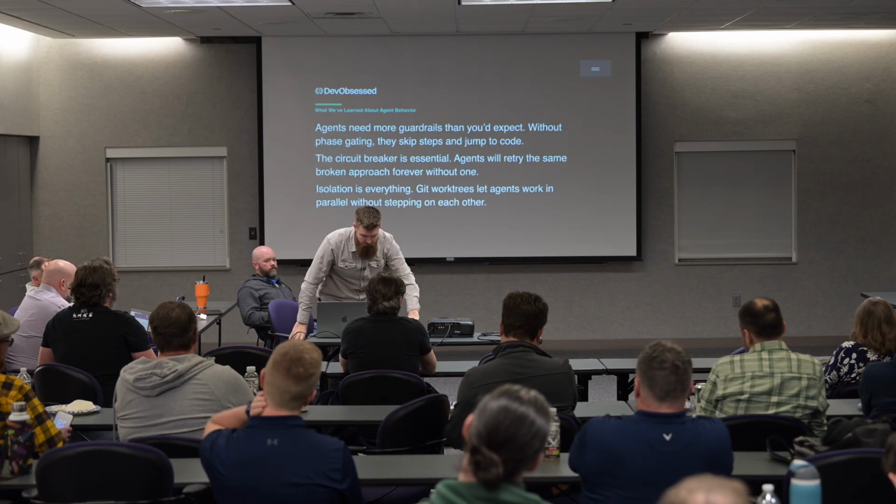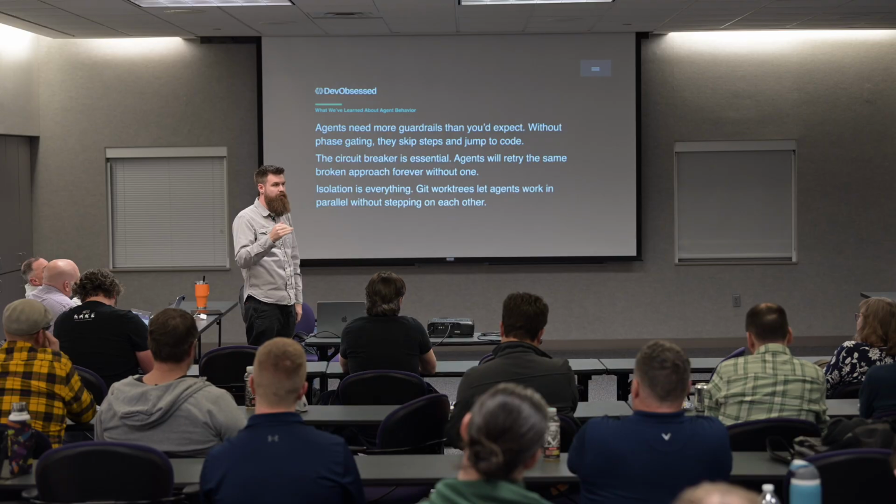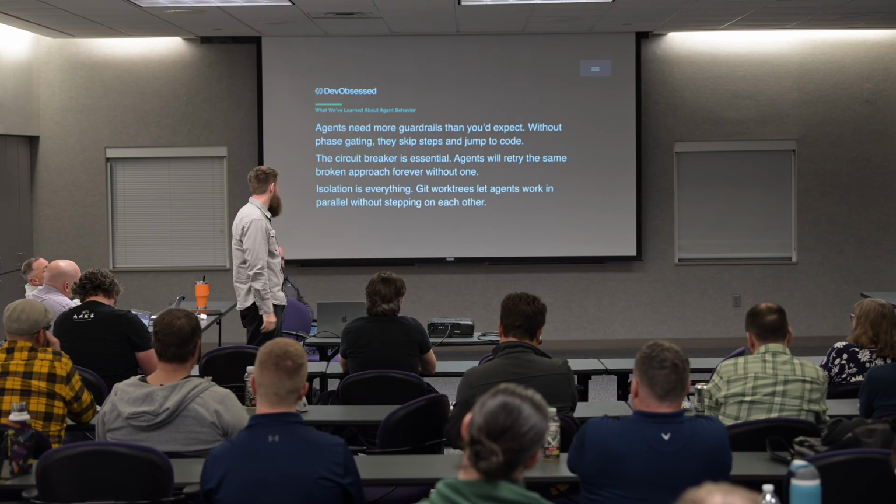Okay, so we're almost done. Agents need more guardrails than you expect. Without the phase gating, they skip the steps. So I said, hey, do backlog and then this one and this one, and it would skip them. I'm like, no, go do the spot checker, and it would skip them. So by putting them into the task list, it will follow that sort of religiously. It'll go down the list.